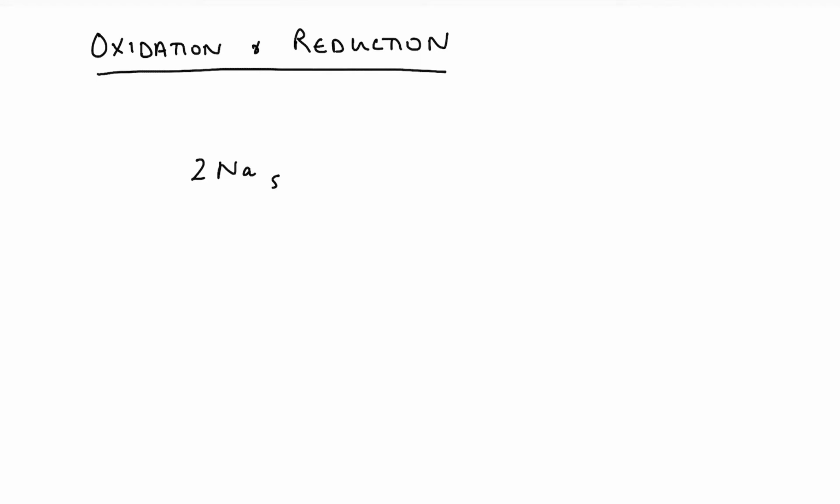So if I take a piece of sodium metal and I burn it in oxygen, I will make sodium oxide. And we can see in this reaction that sodium has been oxidised because during the reaction it has gained oxygen. But as we saw at GCSE, this is a very simplistic way of looking at oxidation and reduction.